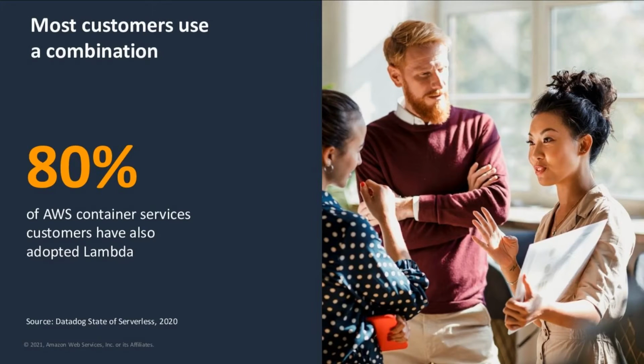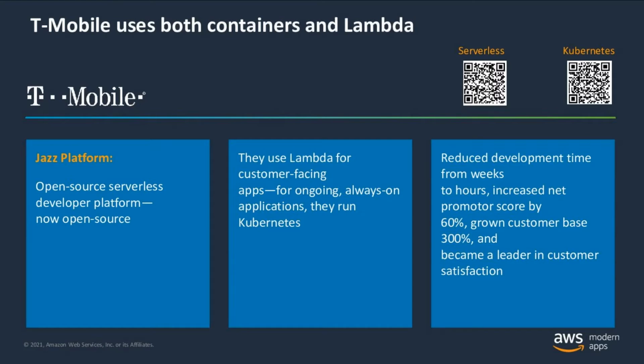And the reality is that most customers are using both containers and Lambda because rarely do customers have only one single need. Most of the time, the decision on compute isn't really an or, it's an and. And T-Mobile is a great example. They built a serverless developer platform and they use Lambda for a lot of customer facing apps. But they also use Kubernetes for their always on applications. And the results speak for themselves. T-Mobile was able to grow both their NPS and customer base with a strategy that enabled them to use the right tool for the job.